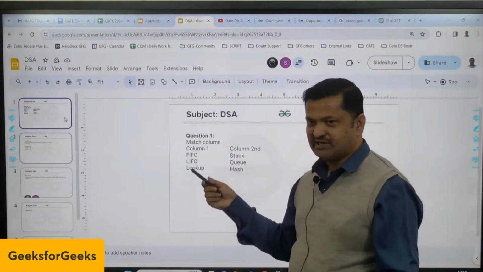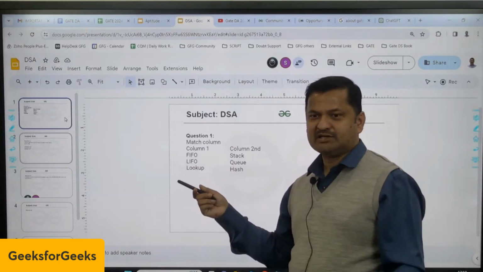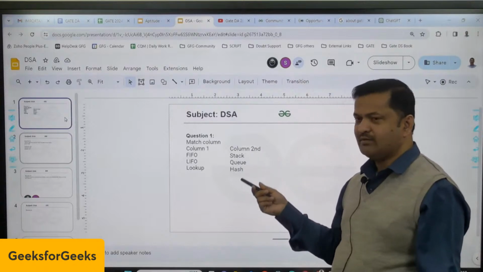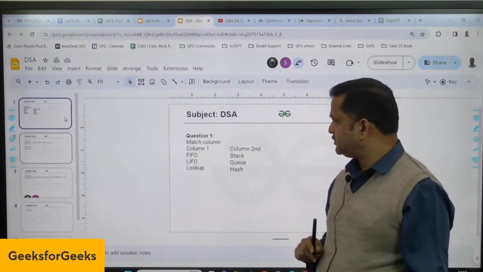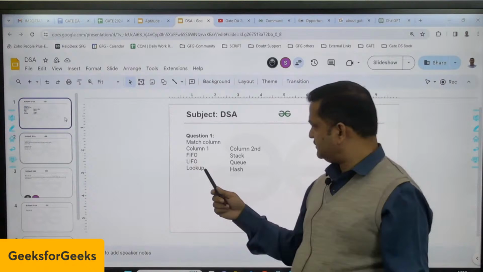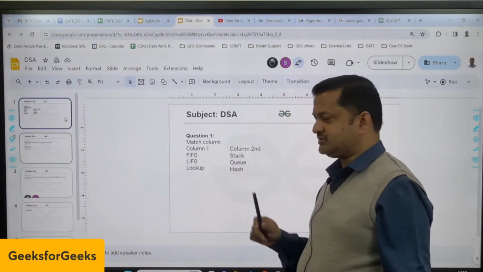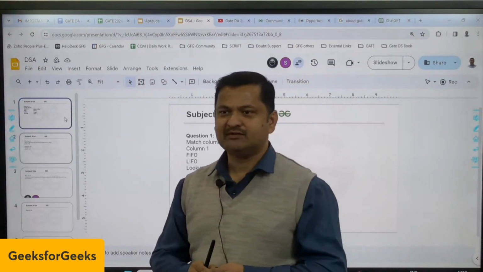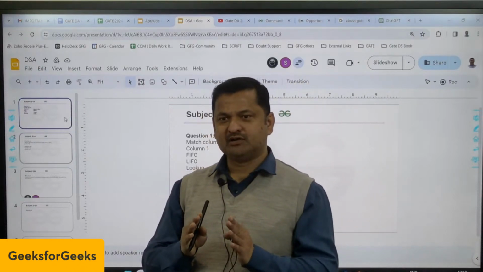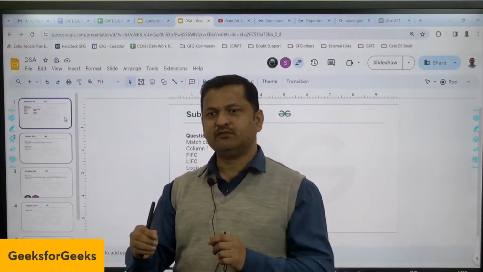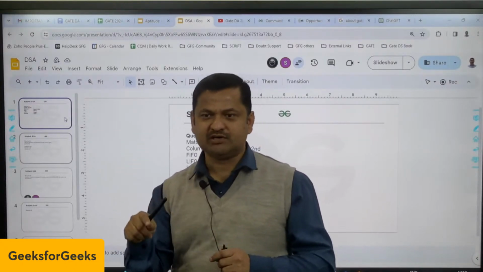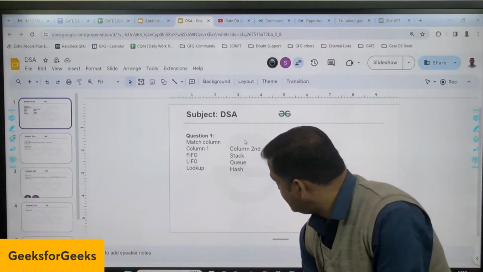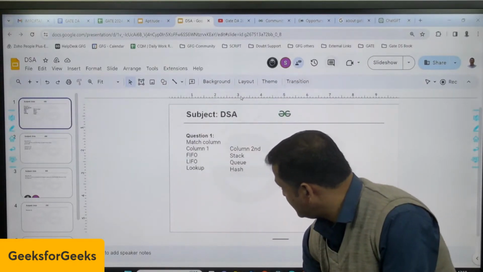So the first column is basically representing the mechanism through which we can access or insert a particular element, and the second column is representing the data structures. So we have to match the correct mechanism with the correct data structure. If you look at the working style of the stack, we can insert a particular element, and whatever element is inserted last will be picked first. In that case, this last in first out is going to be connected with the stack.